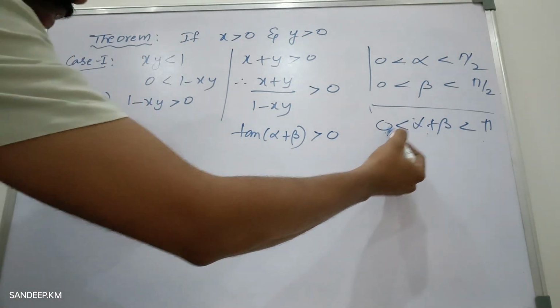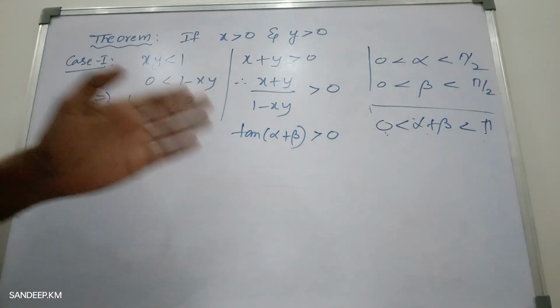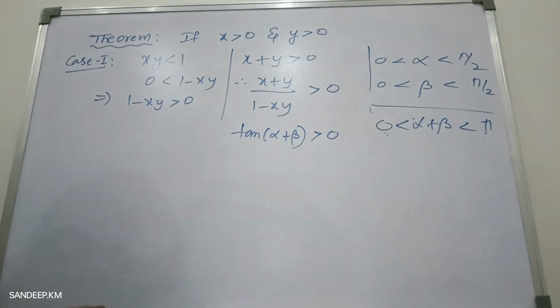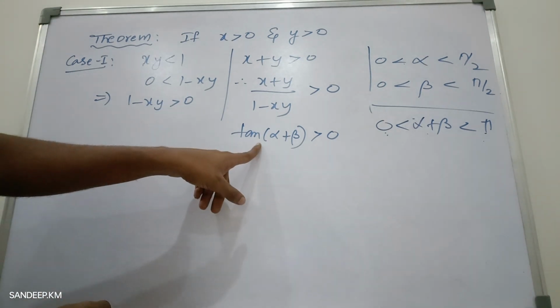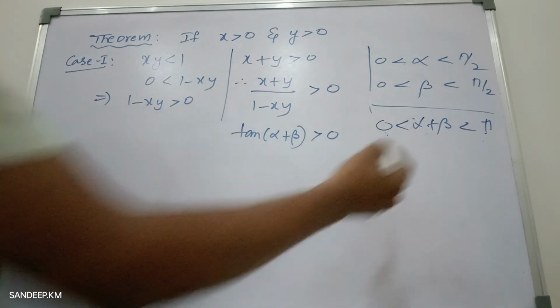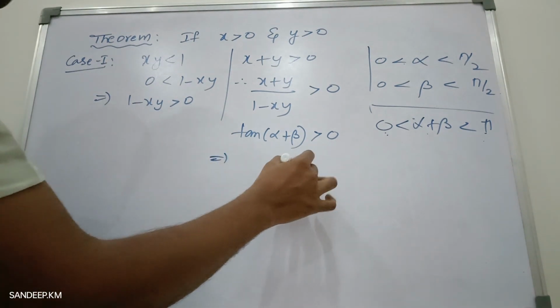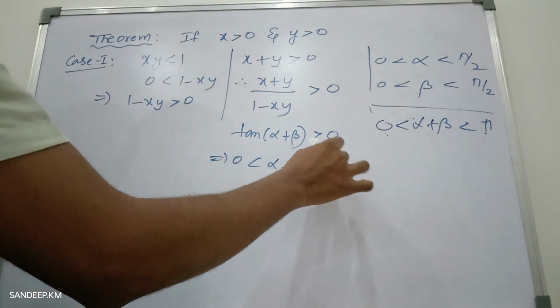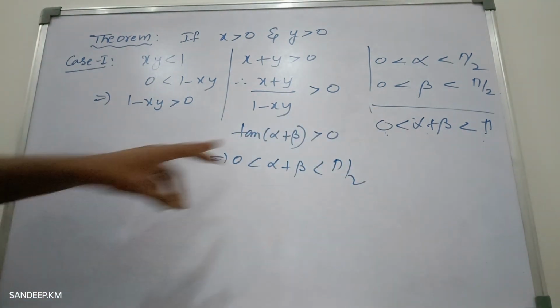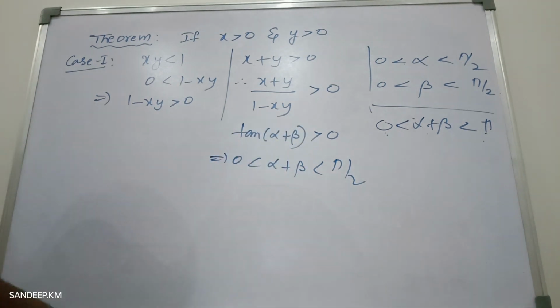Alpha plus beta is between 0 and 180 degrees. That means in the first quadrant and second quadrant. Since tan of alpha plus beta is positive, I should take alpha plus beta in the first quadrant. If tan of alpha plus beta is negative, I will take alpha plus beta in the second quadrant. But here it is in the first quadrant. Now come back to this.